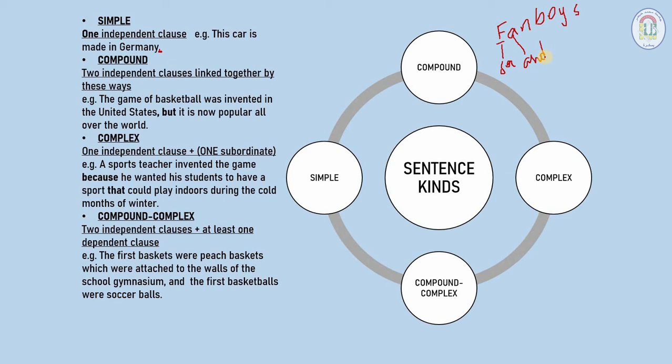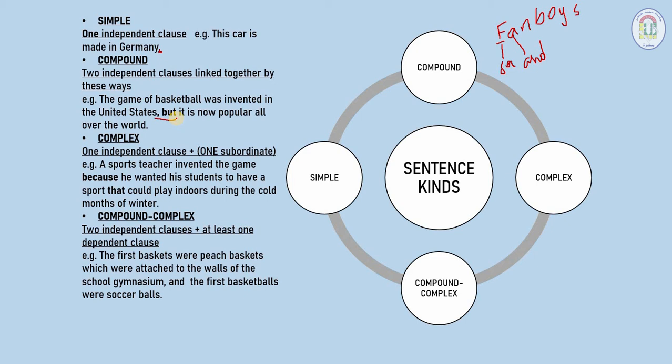The game of basketball was invented in the United States, comma, but it is now popular all over the world. So as you have seen here, what do we have? We have a comma and a but, which is the coordinating conjunction.